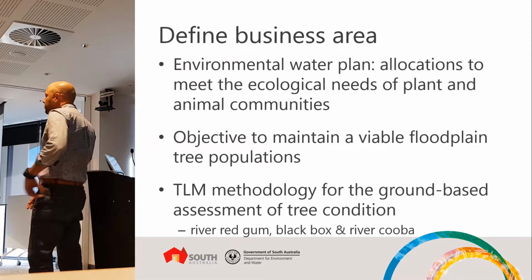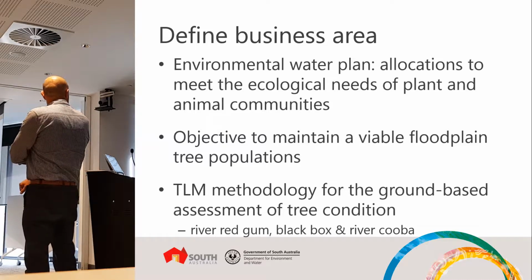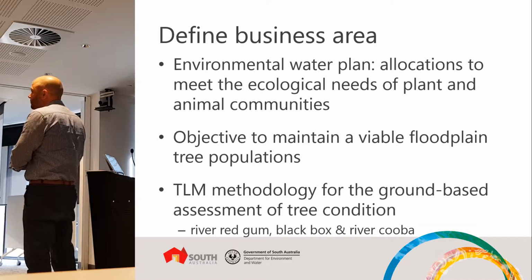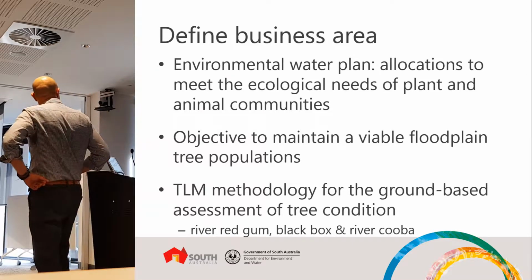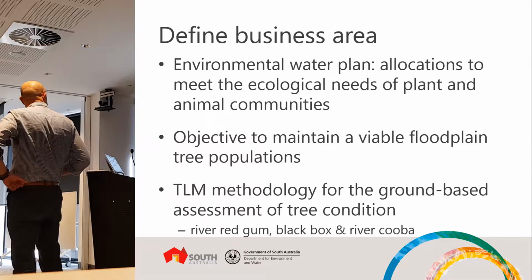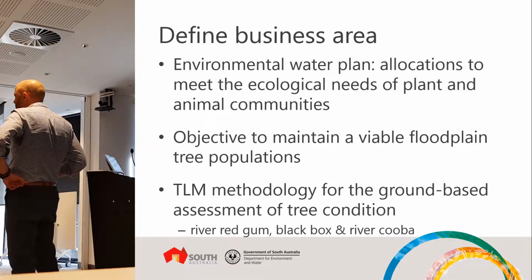The environmental water plan allocates environmental water to meet the ecological needs of plants and animal communities along the river. And one of the objectives under this plan is to maintain viable floodplain tree communities.